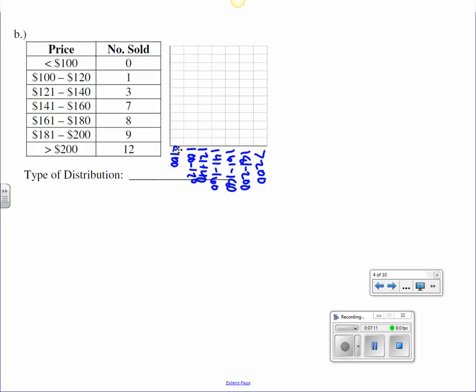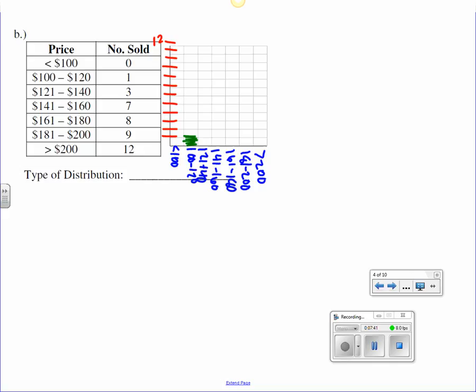And what do I need to make sure the other side goes up to? 12. 1, 2, 3, 4, 5, 6, 8, 9, 10. Yes, sir. All right, so for less than 100, there's no bar. What about for 100 to 120? Goes up to 1.